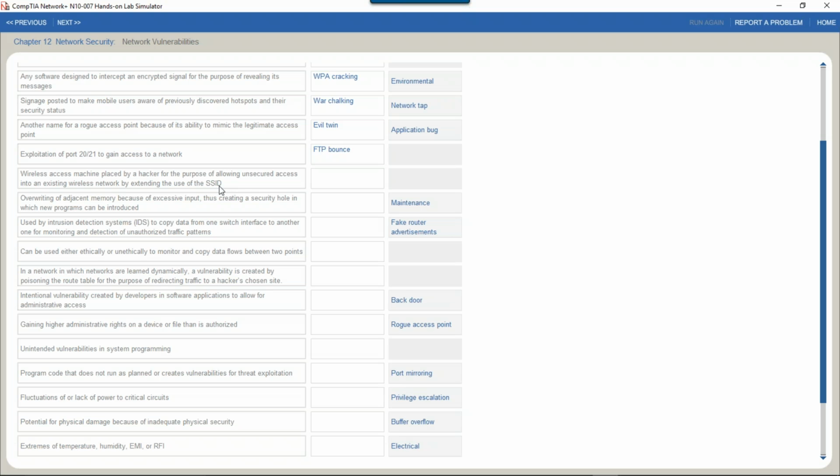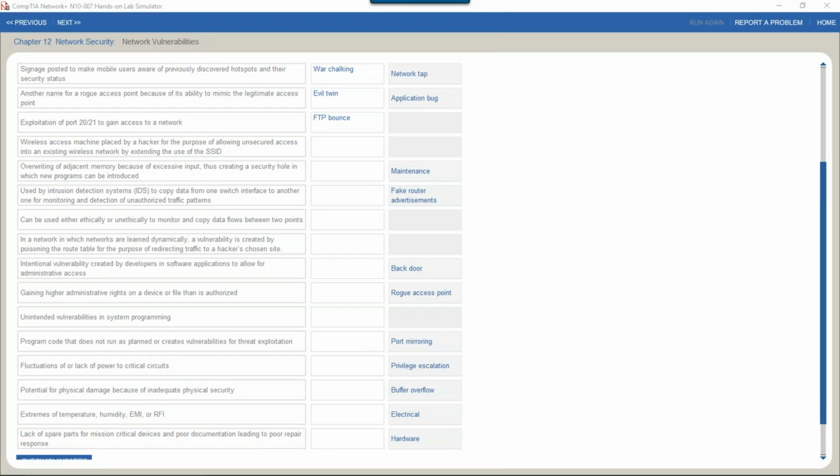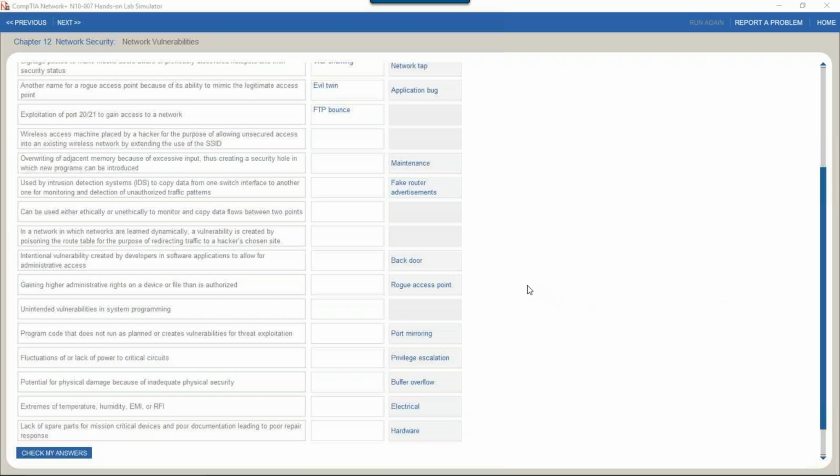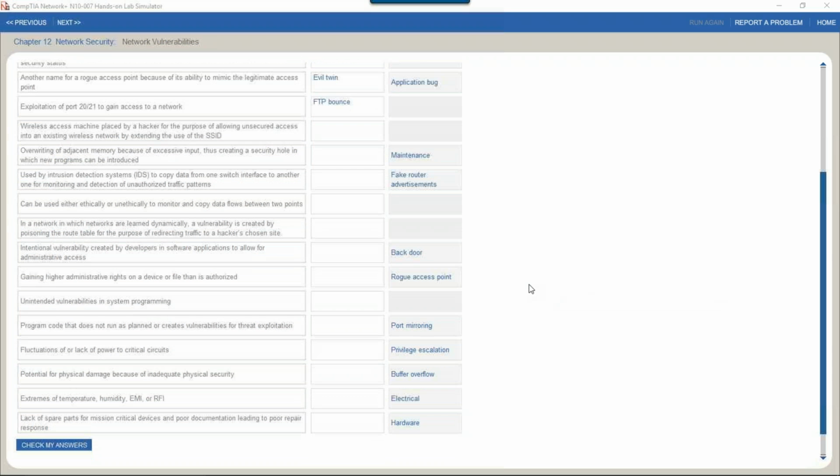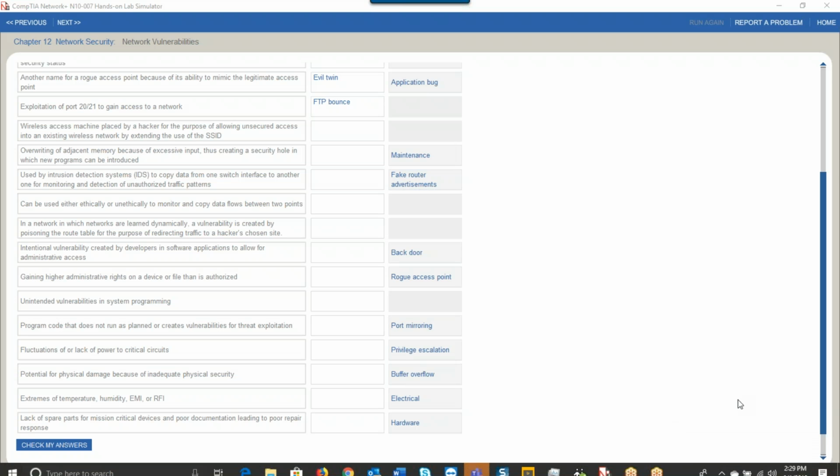So this one, Kelly is saying that this one is the evil twin. Zach is saying rogue, okay? So it looks like, does anyone have any other ones? Any other thoughts? Think of an evil twin as a clone, right? Think of an evil twin as someone that's impersonating, right? You know, same thing.